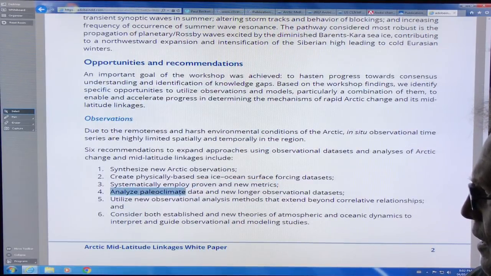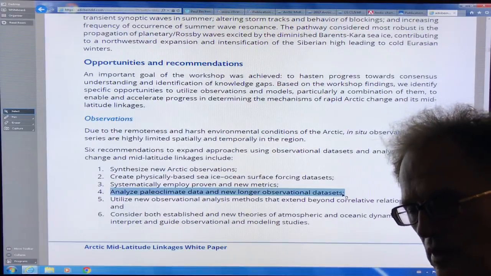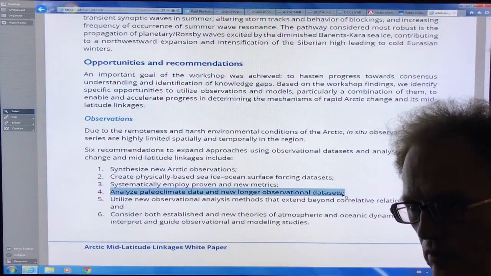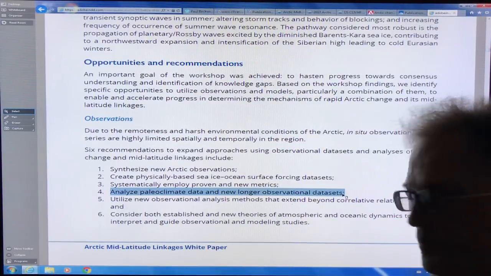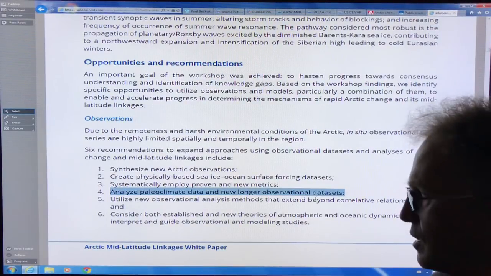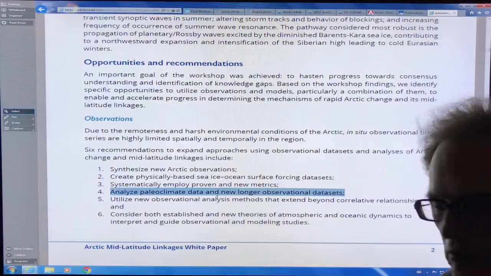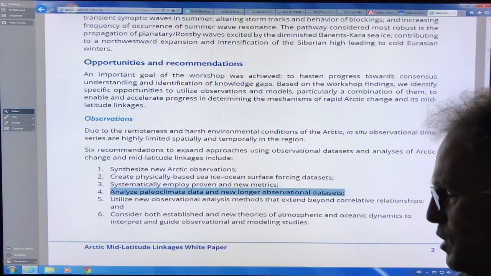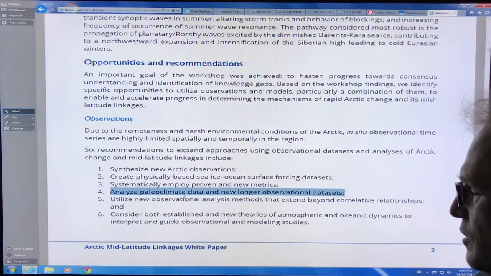This is good. Analyze paleoclimate data and new, longer observational data sets. This is crucial because the models are failing miserably in terms of sea ice, for example. So we need to look at the paleoclimate data. What happened in the past when we were warmer? What did the ice look like? Things like that. And we can't rely so much on the models. And when you do this, you get a very crazy picture about methane, for example, and permafrost.